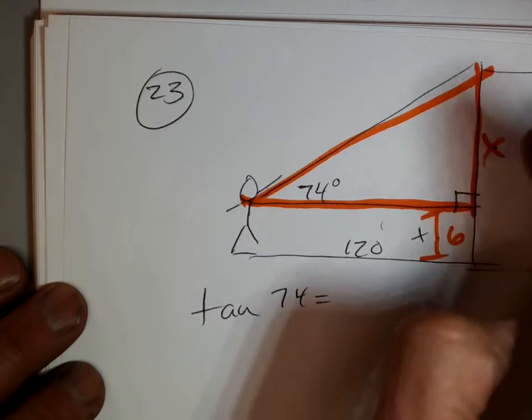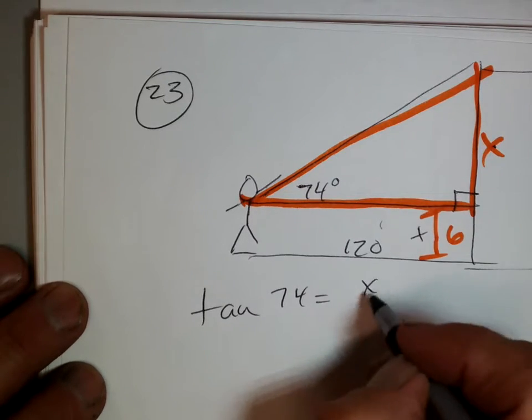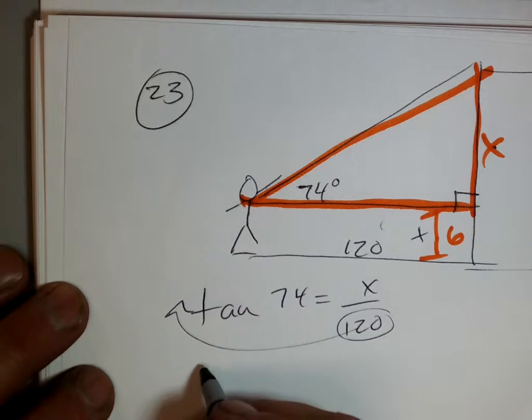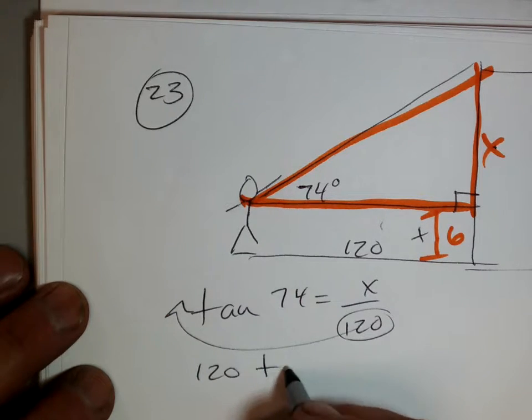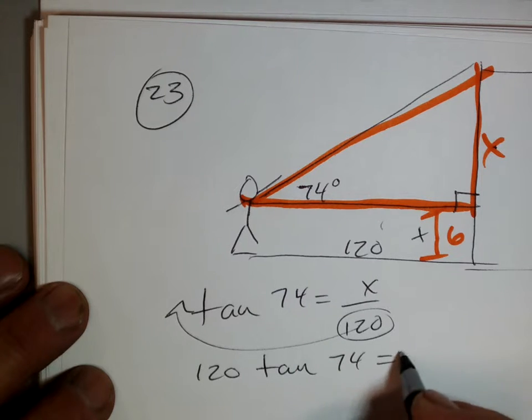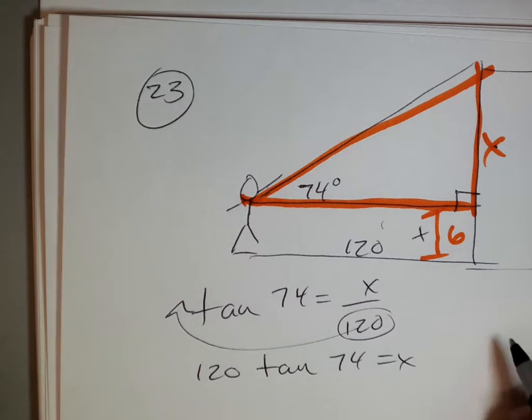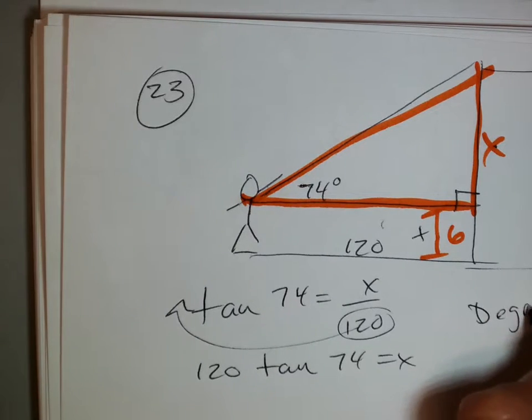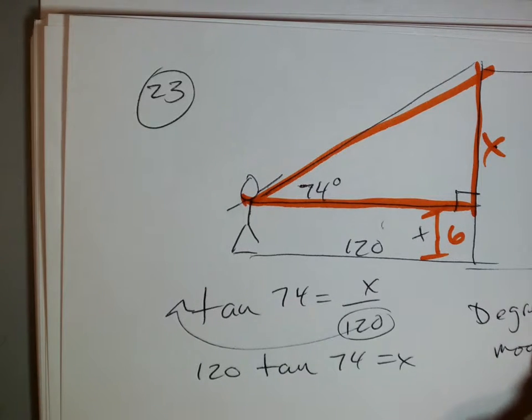74 equals x over 120. And multiply up the 120. 120 tangent 74 equals x. All right, let's make sure my calculator's in what kind of mode? You're right, degree mode. Of course, I think I'm still in degree mode from the last problem I did. Yep, of course I am.